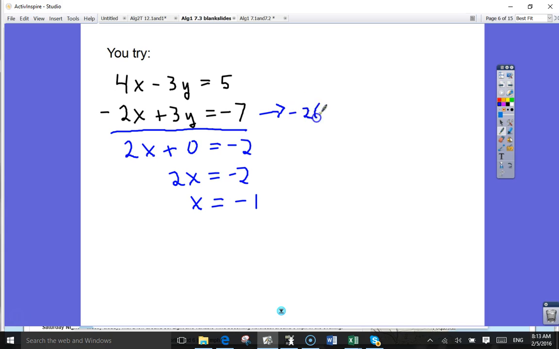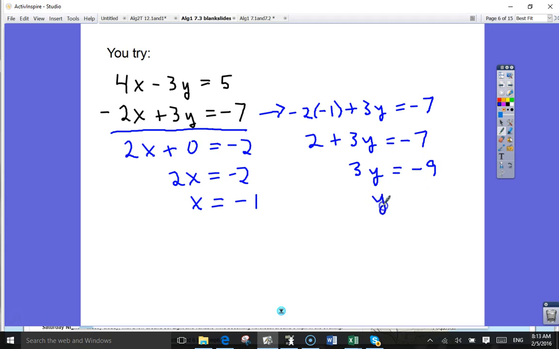Negative 2 times negative 1 plus 3y equals negative 7. So that's 2 plus 3y equals negative 7. Subtract 2. 3y equals negative 9. Divide by 3. Negative 3. So there's your answer. Negative 1, negative 3.